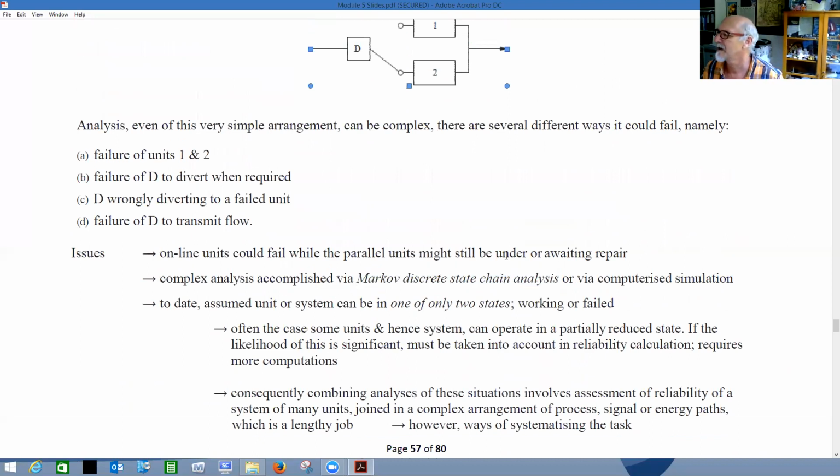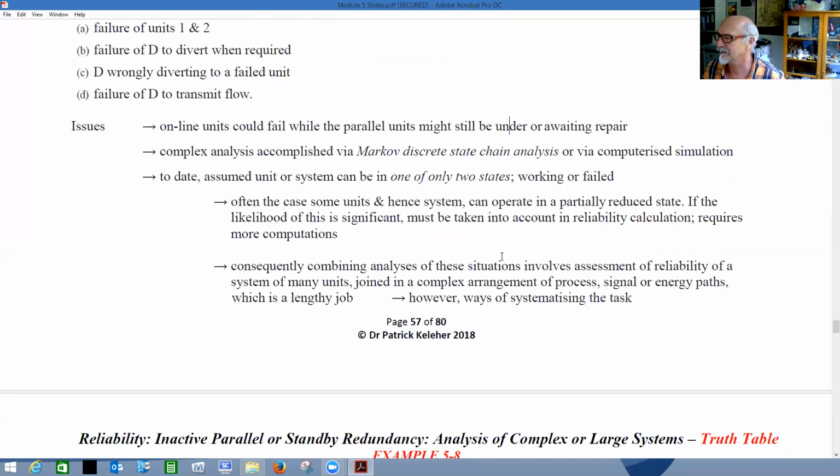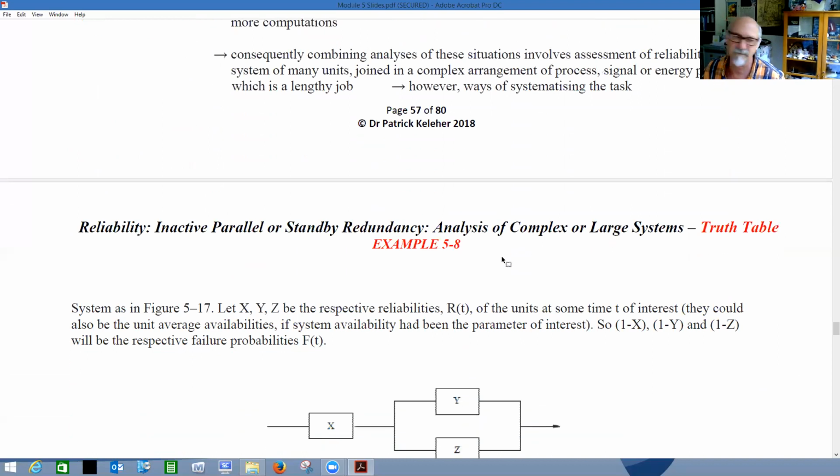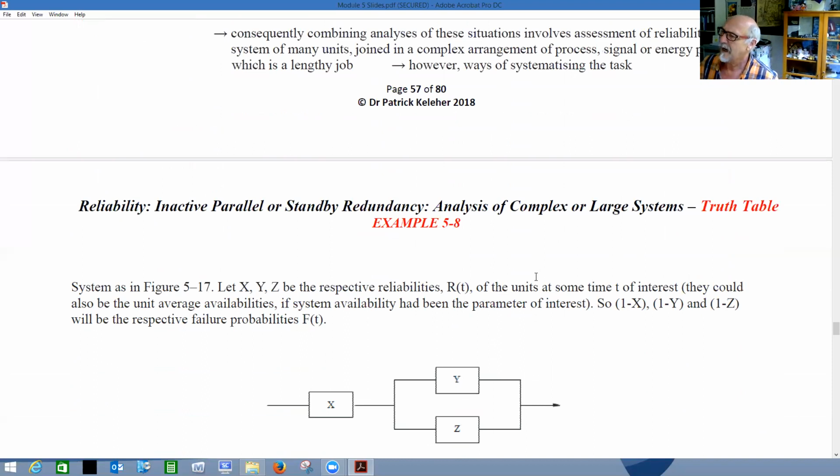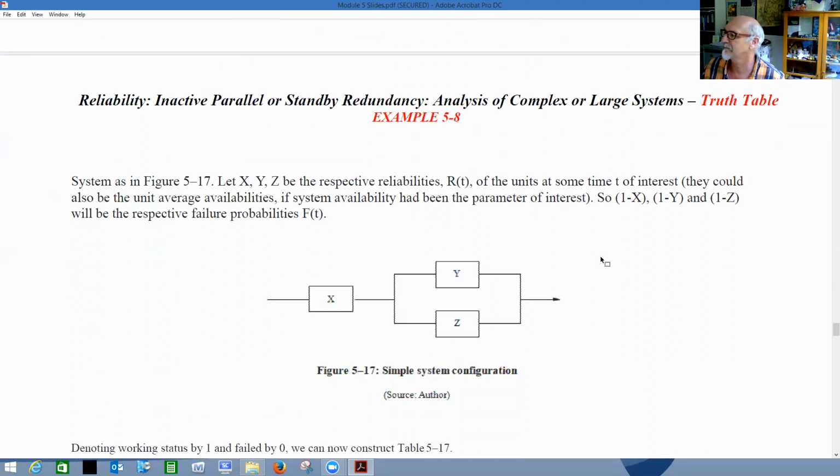I'm not going to go into that, but it's just to highlight that there are many approaches that you can use, statistical or using probability. We're looking at that inactive parallel or standby redundancy, and looking at the truth table, just for large systems. So we've got this, well, this is a large system. We're going to consider this little system here: pump X, pump Y, and pump Z, and it's got reliabilities of R(t) for the units at the same time of interest.